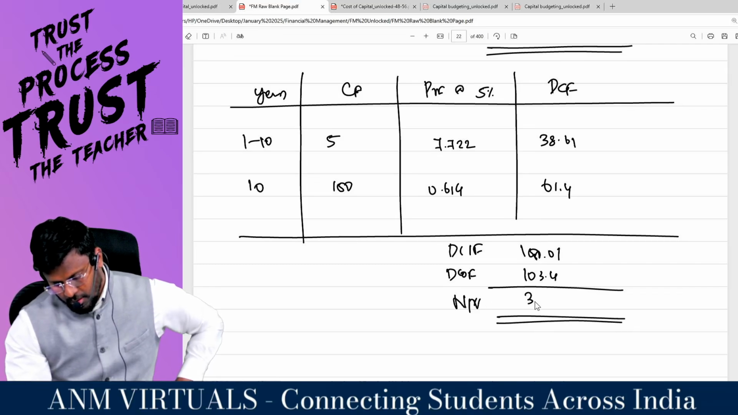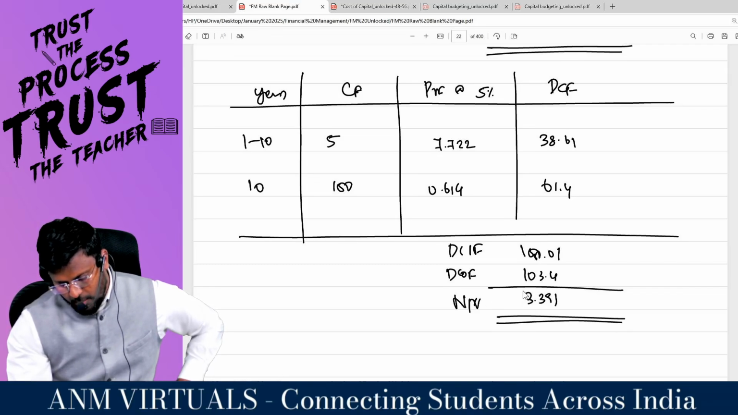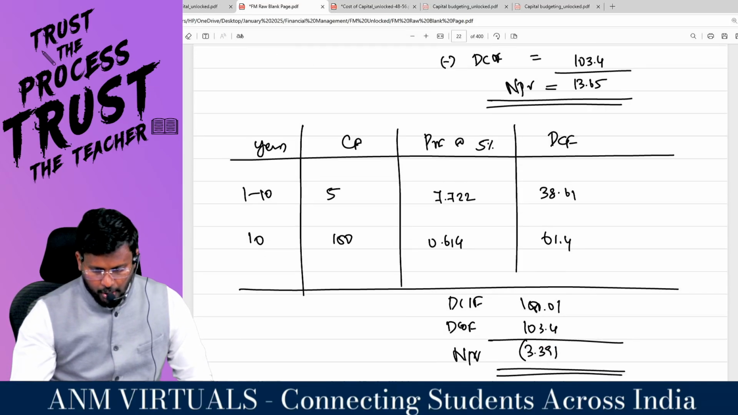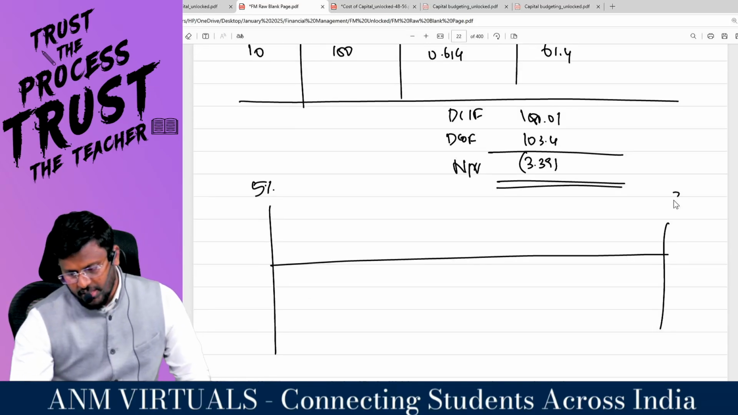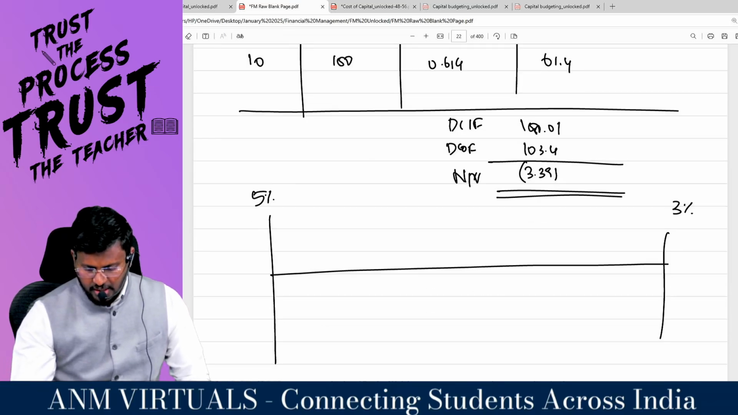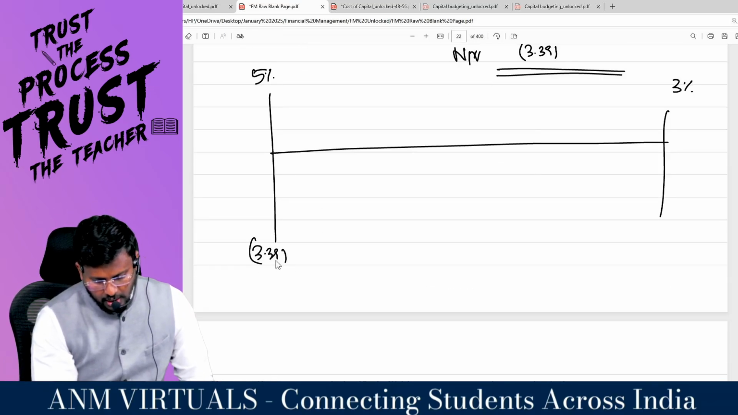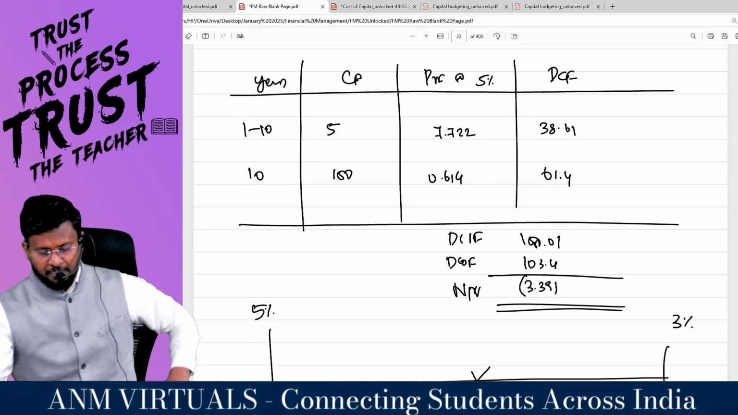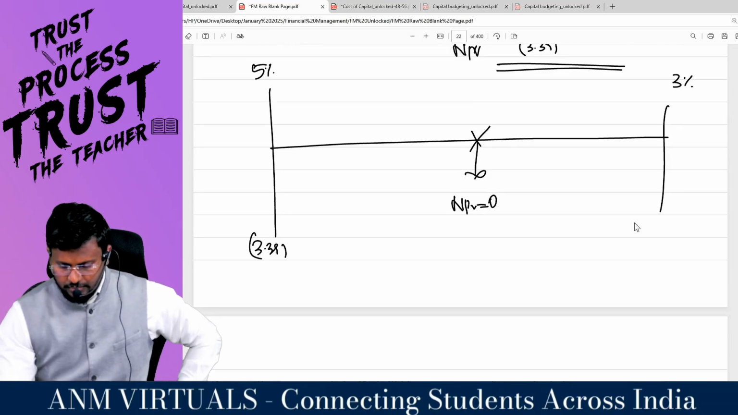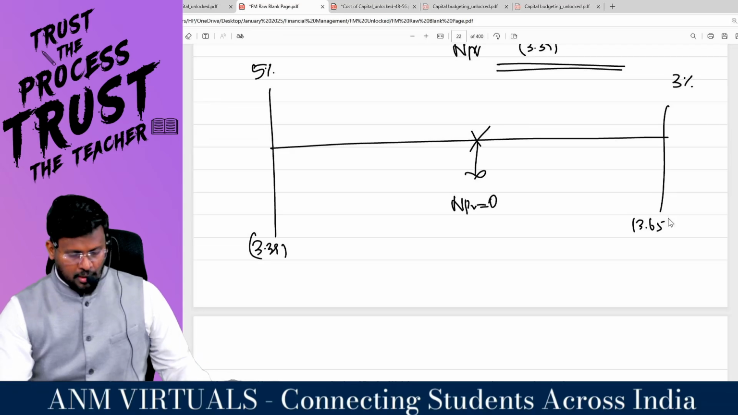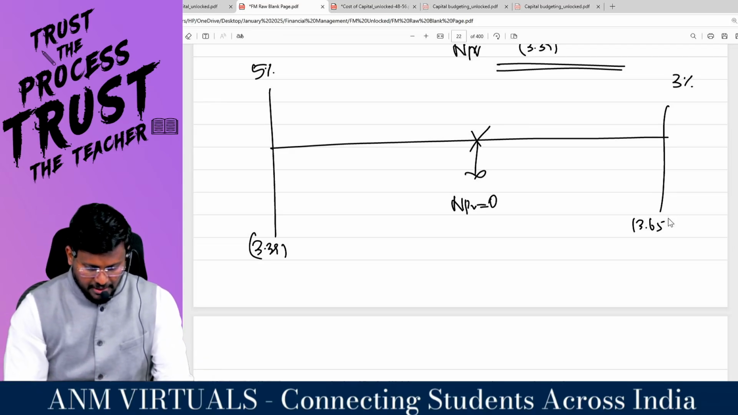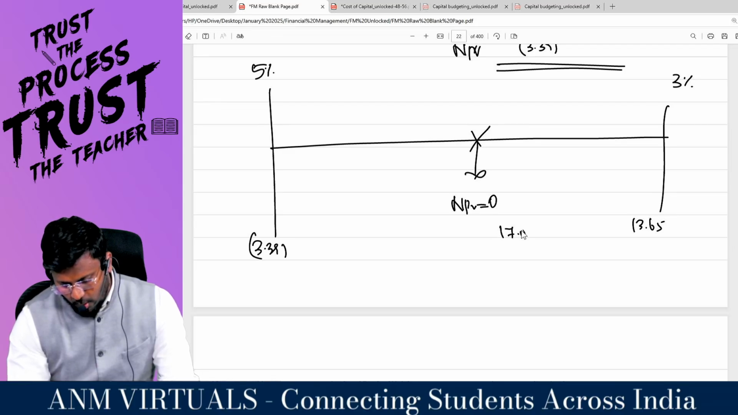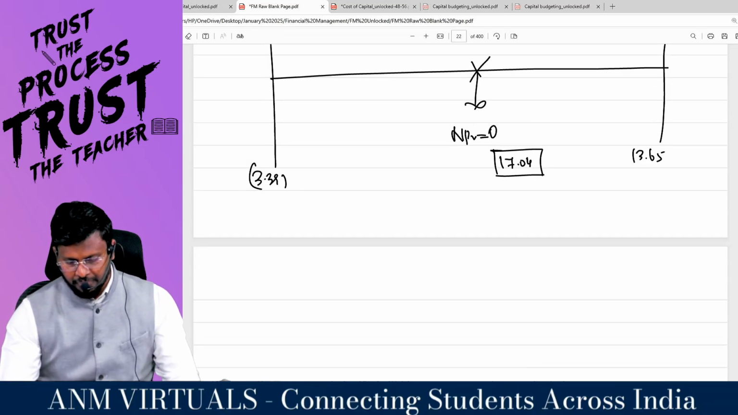How much? 3.39 will be in brackets. Right, sir? I have to do the interpolation. Shall we do the interpolation? This is at 5% and this is at 3%. At 5% it is going to be minus 3.39. I want NPV to be equal to 0. And there how much? 13.65. Are you really with me? So 13.65 plus 3.39 comes to 17.04, the total distance you have traveled.